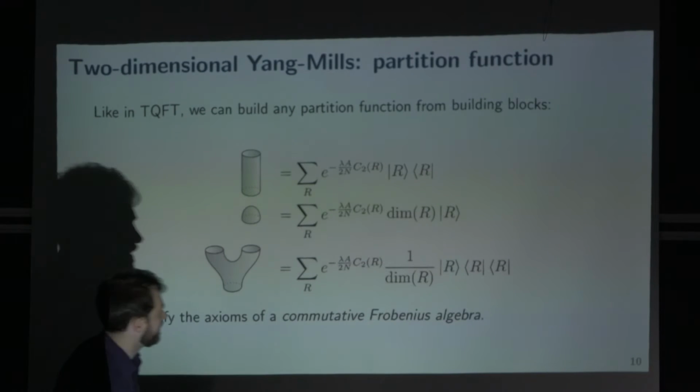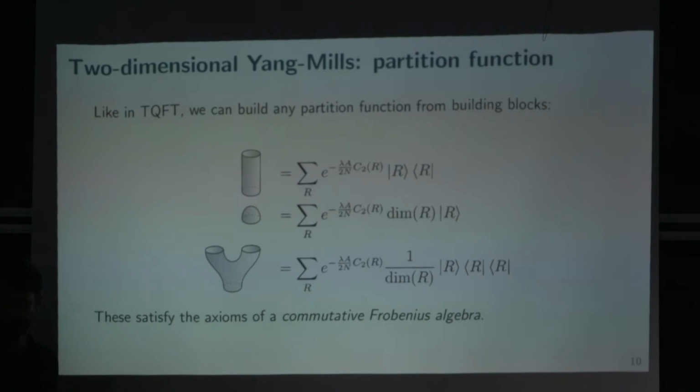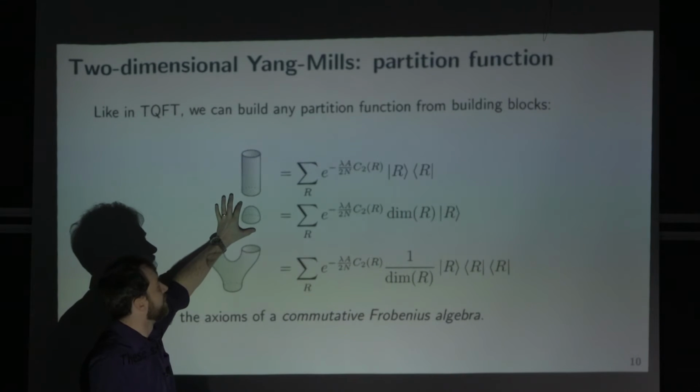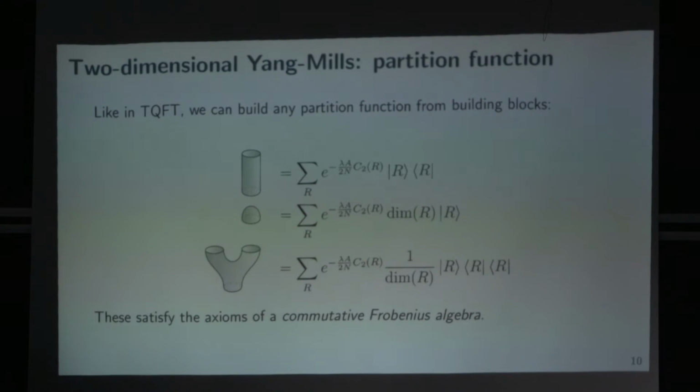The reason for why 1 over the dimension of R, I think, is maybe a little less clear, but what you wind up doing is you expand a delta function of U in this R basis. And you just see that their dimensions are factors.